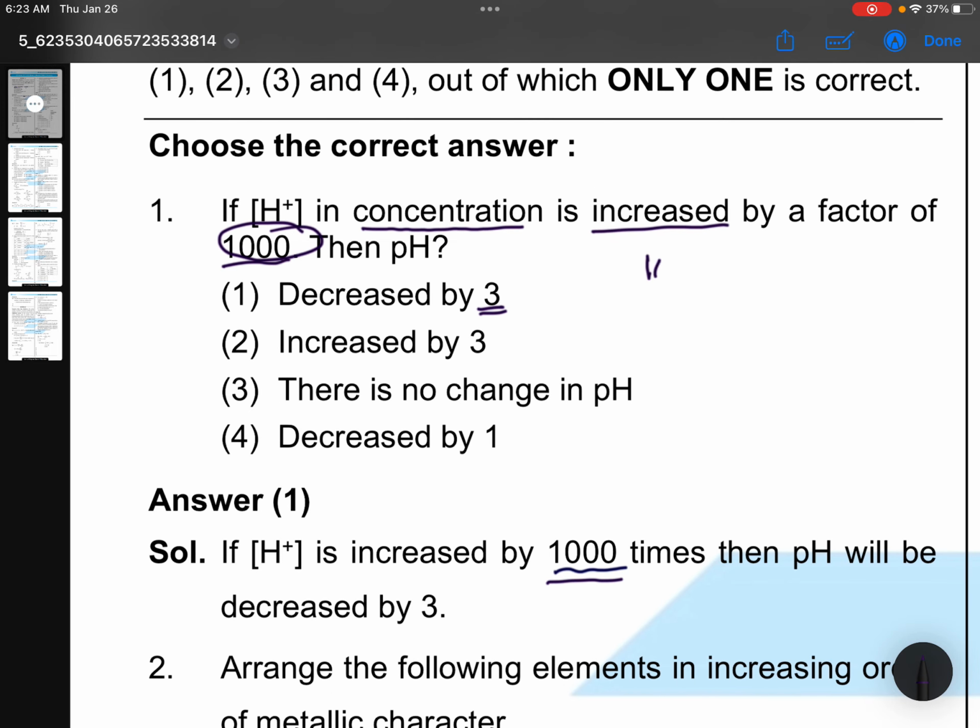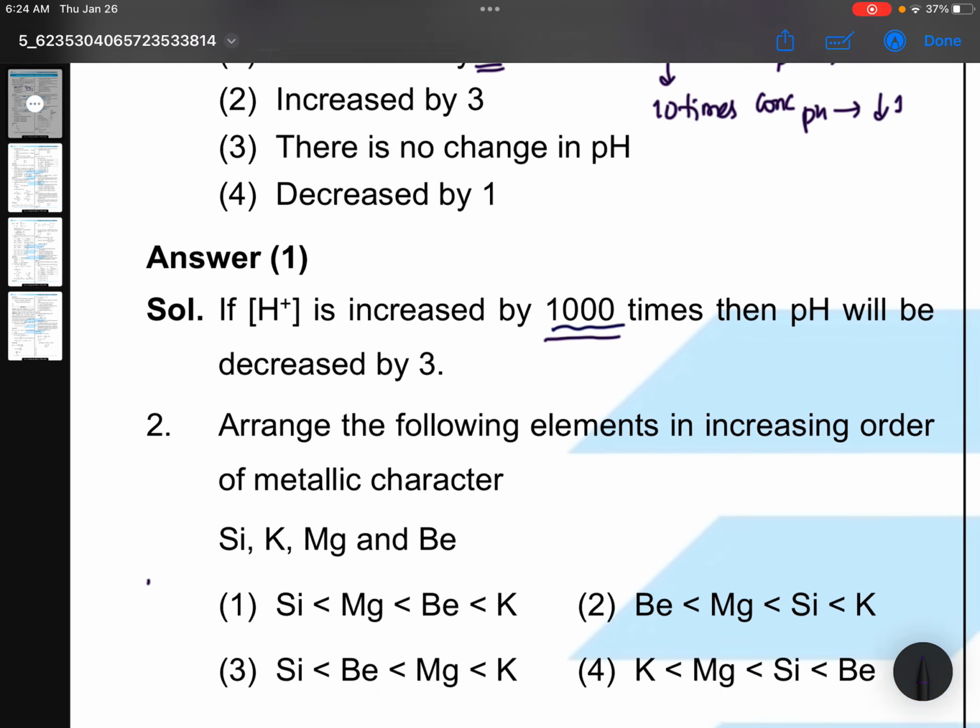For every 10 times dilution, pH increases by 1 unit. Dilution and concentration are opposite, so for 10 times concentration, pH decreases by 1 unit. 100 times, 2 units; 1000 times, 3 units. Okay, don't confuse, here it is asked concentration.